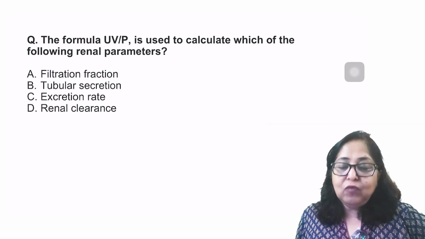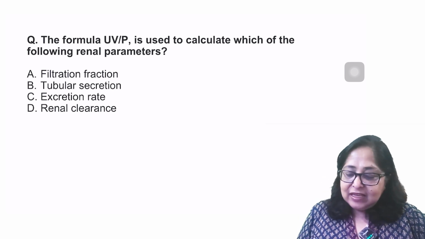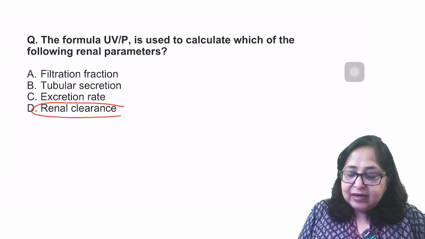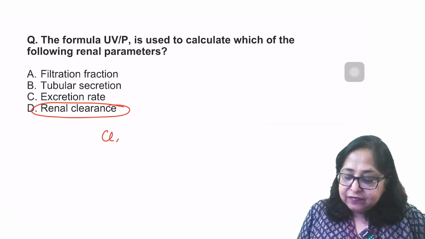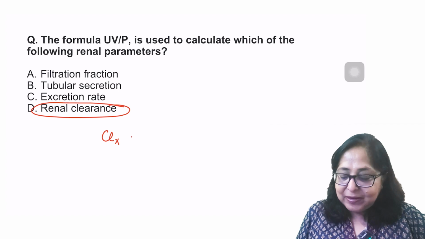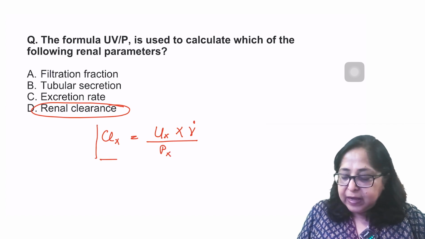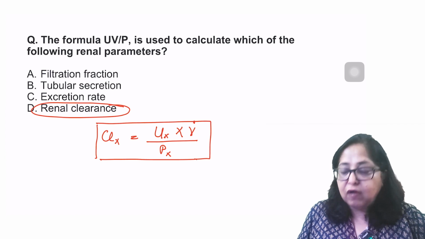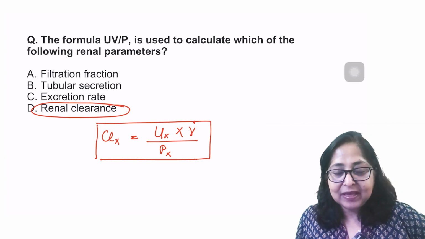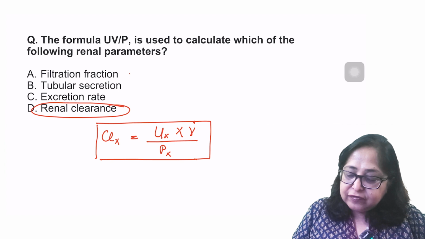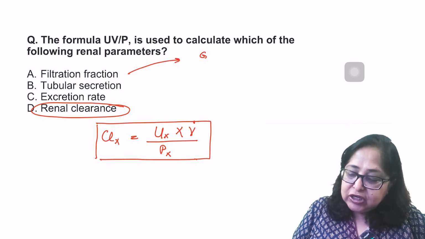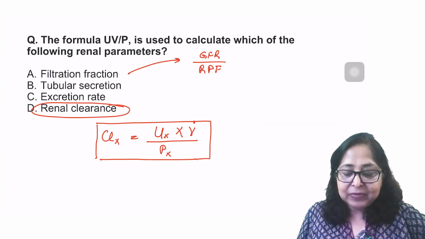The formula UV by P, this is used to calculate the renal clearance. Clearance of any substance X will be equal to the urinary concentration of X into rate of urine flow divided by the plasma concentration of X. What is filtration fraction? Filtration fraction is GFR divided by renal plasma flow.